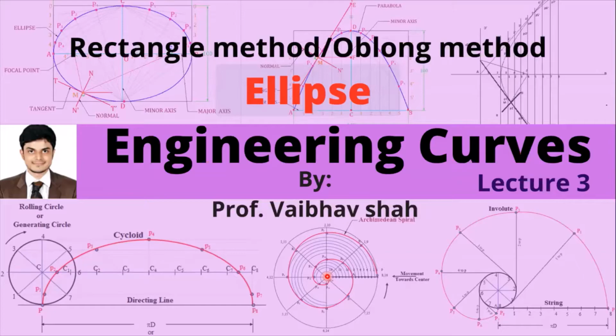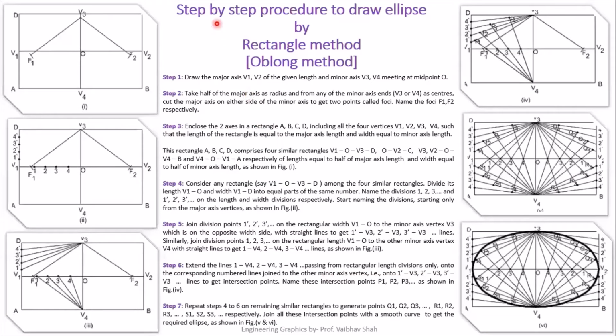Let us begin. First, we'll look through the step-by-step procedure to draw an ellipse by the rectangle method, or widely known as the oblong method. Before moving ahead, we must understand that we require three basic fundamentals before drawing an ellipse. We require the major axis, the minor axis, and two focal points F1 and F2. Before getting these three things, we can't proceed with any of the methods.